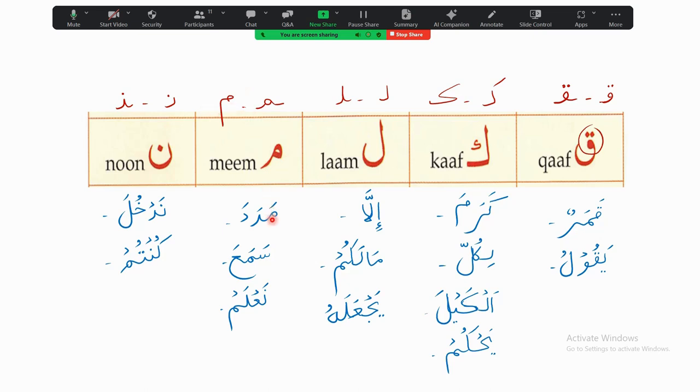When meem comes at the start, we see the example of the word madada. Here meem is at the start, so we have written this meem like this. When meem comes in the middle, we will write it like this. So sama'a, sama'a. Here meem is in the middle and it has this shape. When meem comes at the end, it can take these two forms. This form can be there and you can see at the end you will find this meem as well.